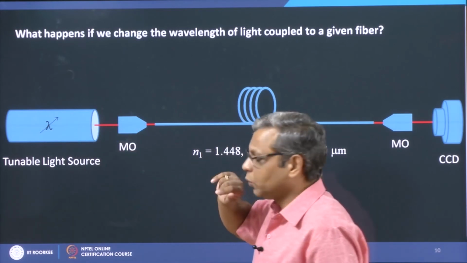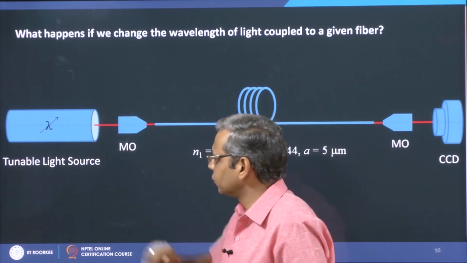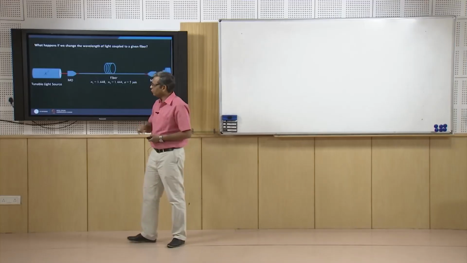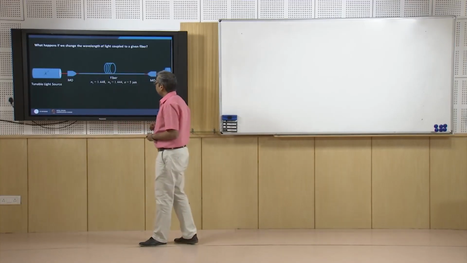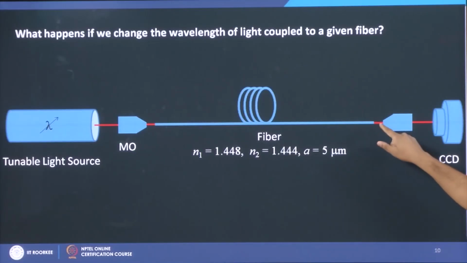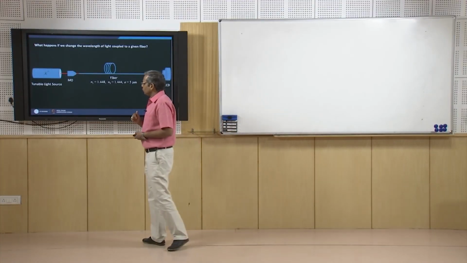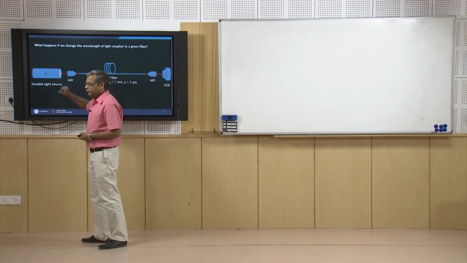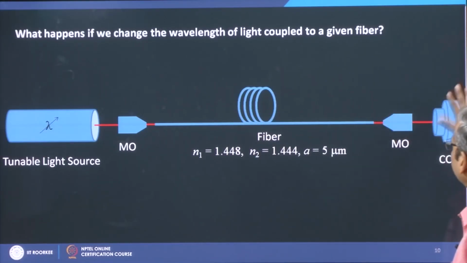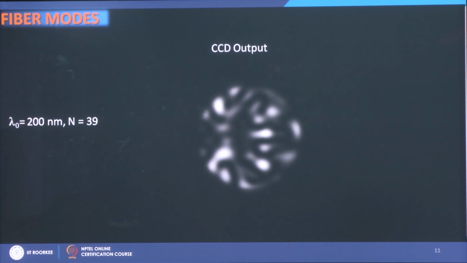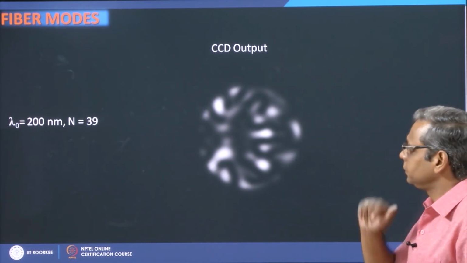light into this fiber, monochromatic light from a tunable laser, whose wavelength I can change, and I capture the output from the fiber using a microscope objective and image it onto a CCD so that I can see the pattern. What I wish to do is, when I change the wavelength, I would like to see how the output pattern changes. Let me perform this. Let me see the CCD output.